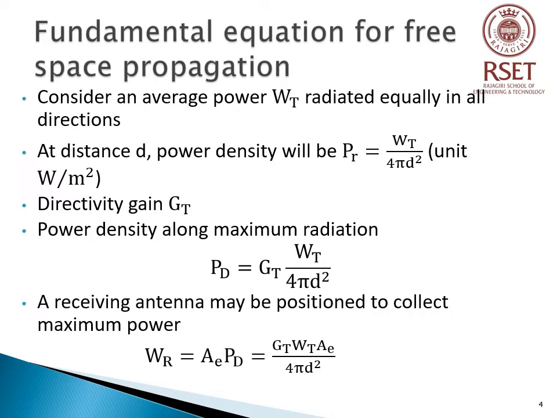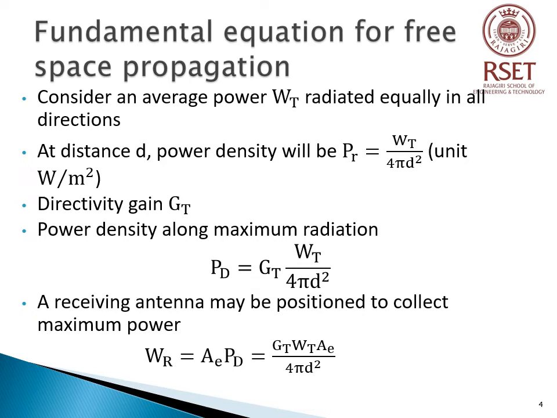Next, we shall see the fundamental equation for free space propagation. Consider an average power Wt assumed to be radiated isotropically in all directions. It is also assumed that the radiator is placed in free space. Radiations will spread out spherically as it travels from the source, and at a distance d, the power density will be as given: PR is equal to Wt by 4 pi d square. That is, the unit is watt per meter square.